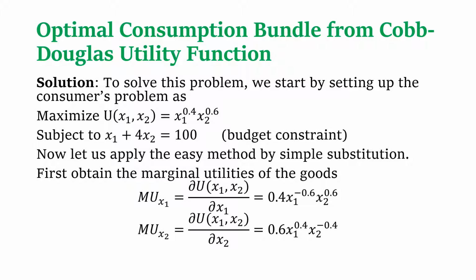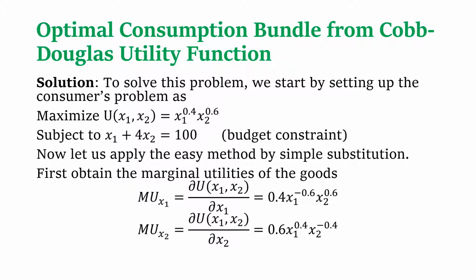So we have 0.4 x1 to the minus 0.6. Why do I have x2 to the 0.6 here? Yes, I must have this one because that particular variable is held constant. So all I need to do is drop that x2 to the power 0.6 into the marginal utility here. Now this is for you, Aminatu. You have a problem with this. And for Cody, you also have the same problem with this one.